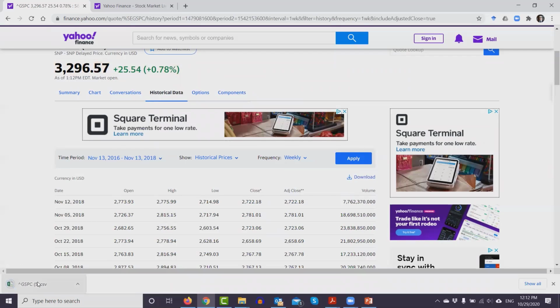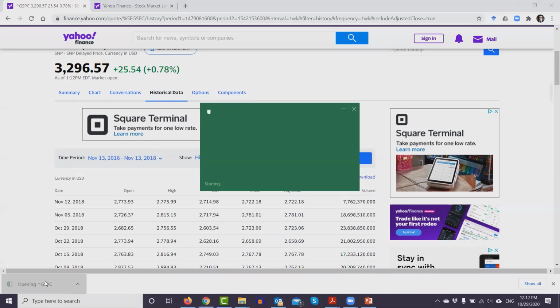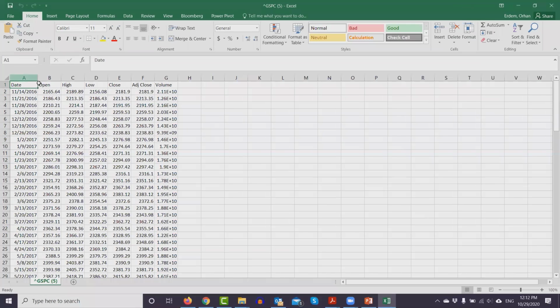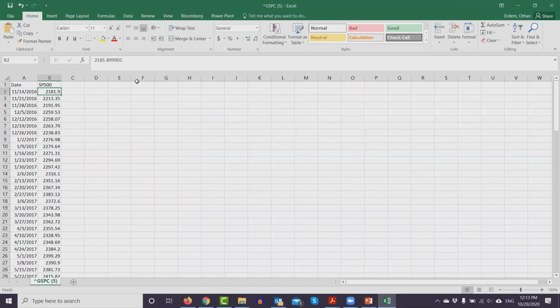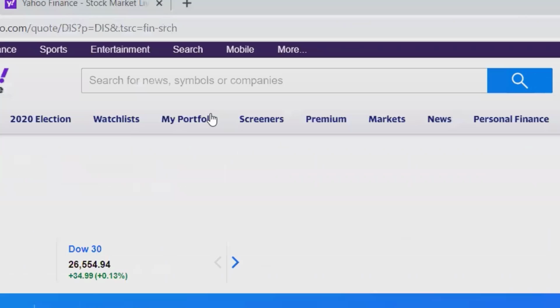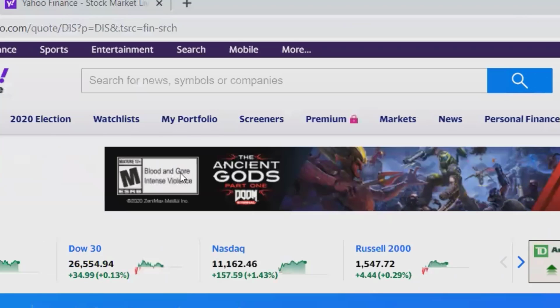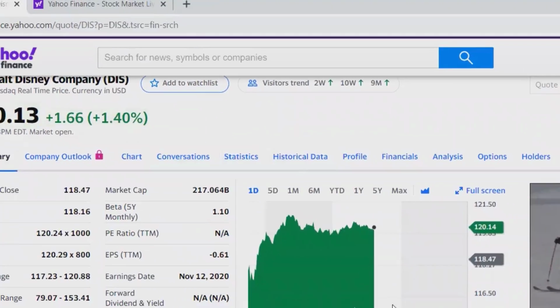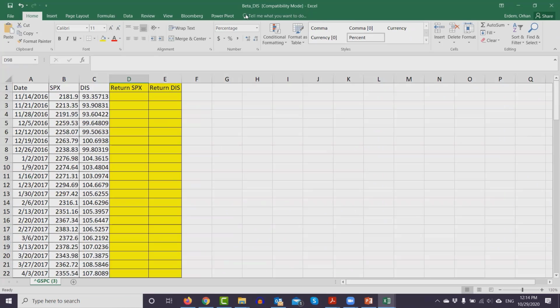Once you download the data, open the Excel sheet and delete everything but the adjusted price and the date. And do the same thing for Disney stocks. Write Disney here and download their 2-year data starting from November 2016 to 2018, and copy and paste the data. When you copy and paste the Walt Disney stock prices here, you will have this Excel sheet. You can find this Excel sheet beneath the video, so you can follow the steps and replicate what I do.